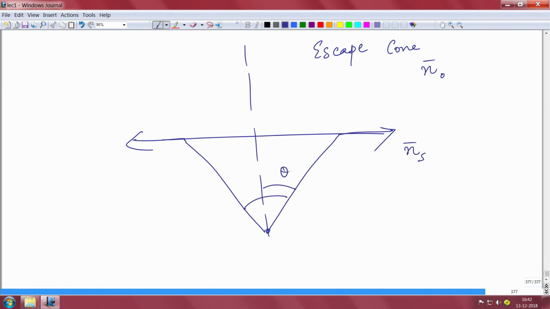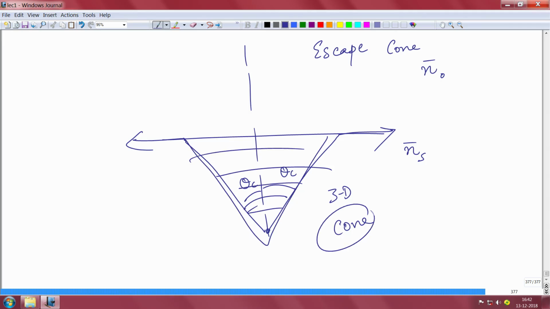I mean, this angle is theta c, this angle also is theta c, of course. So if you talk about a 3D visualization, this is a 2D, but if you talk about 3D visualization, then this whole thing will be like a cone. That's called your escape cone, because light can come out only within that cone.